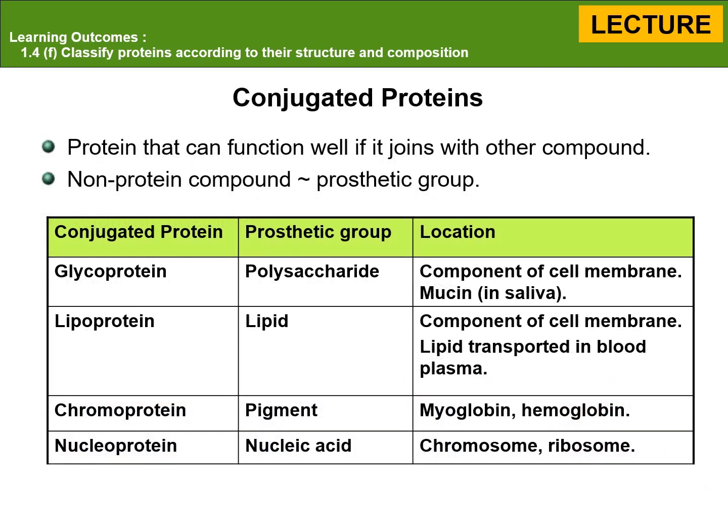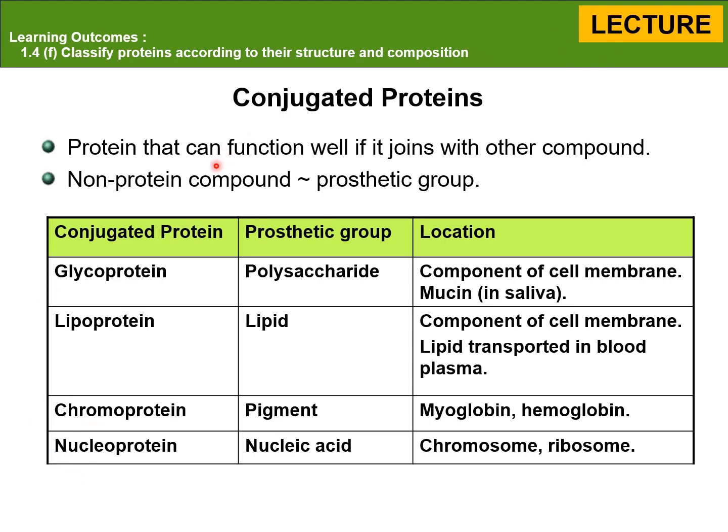Conjugated proteins refer to proteins that can function well only if they join with other compounds. The compound is a non-protein compound, which is known as a prosthetic group. Examples of conjugated proteins are glycoprotein, lipoprotein, chromoprotein, and nucleoprotein.